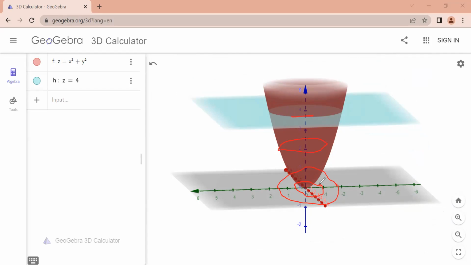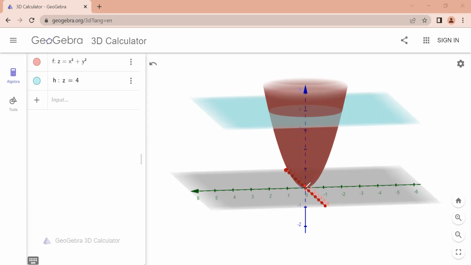So level curves are used to show the graph in the same xy axis. I hope you have now clearly understood that. So try to imagine how the level curves are going to be for this graph, that is z equal to x squared plus y squared. Please pause the video and imagine how it's going to be.